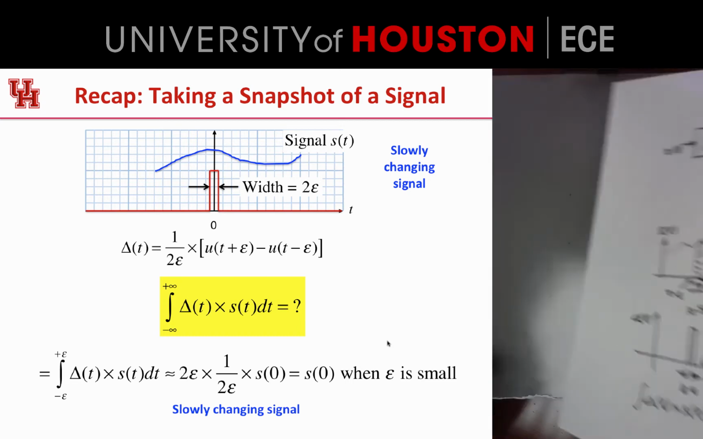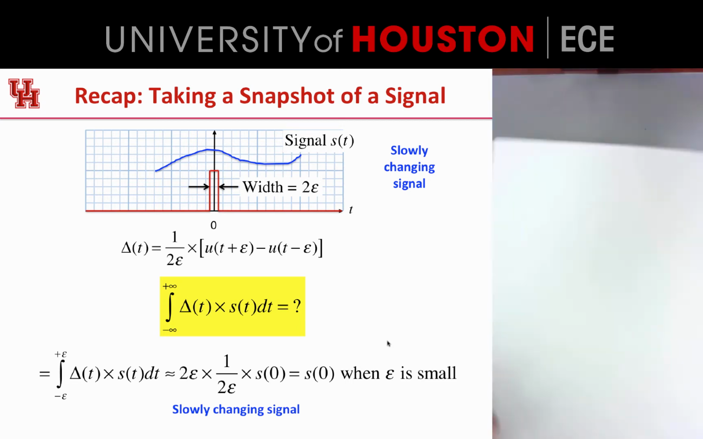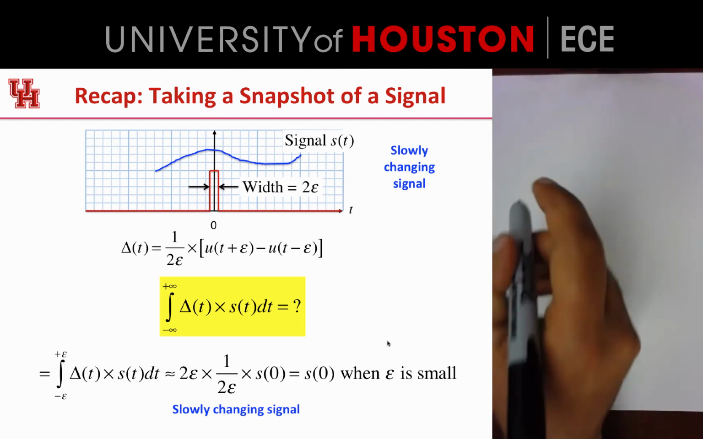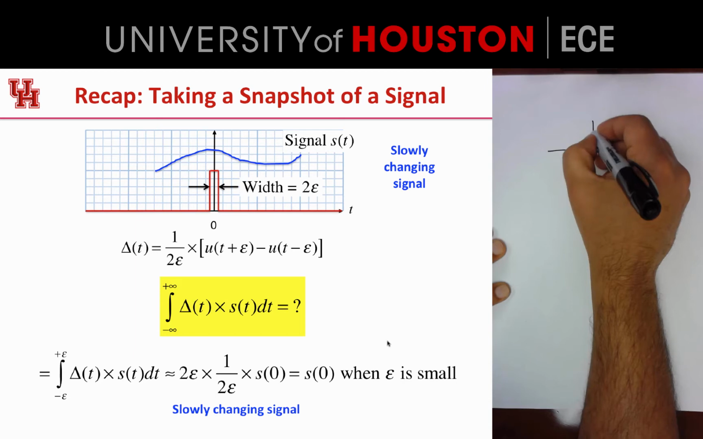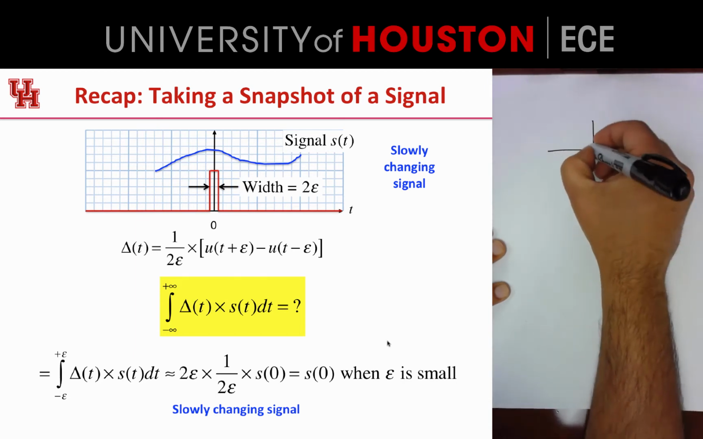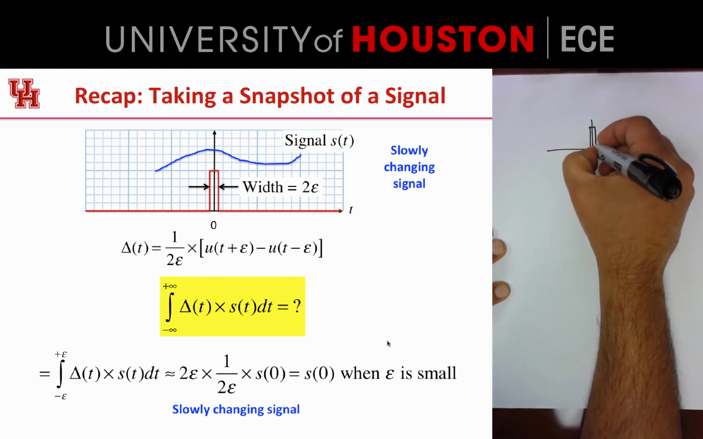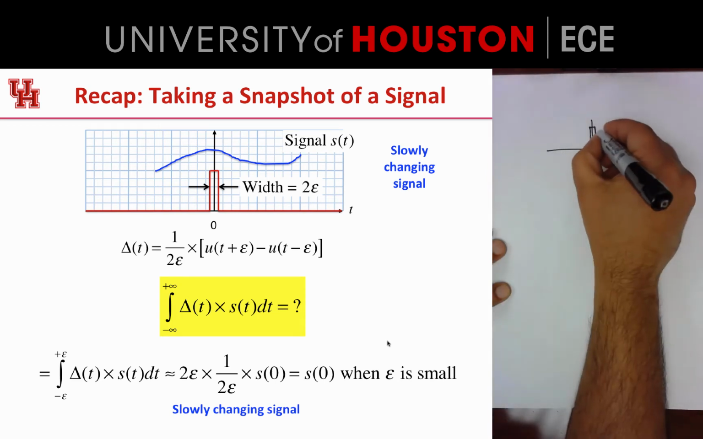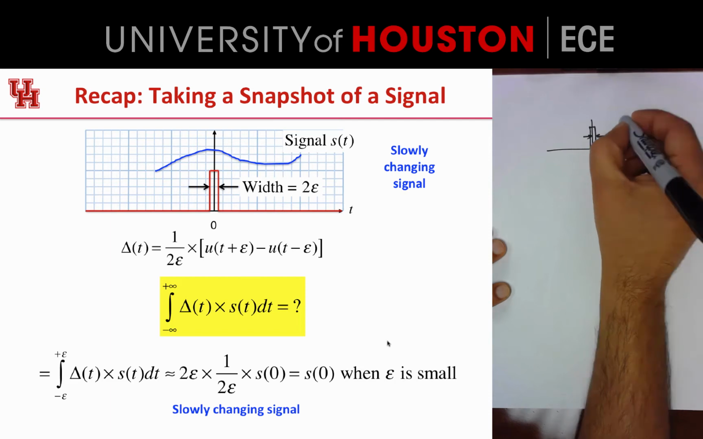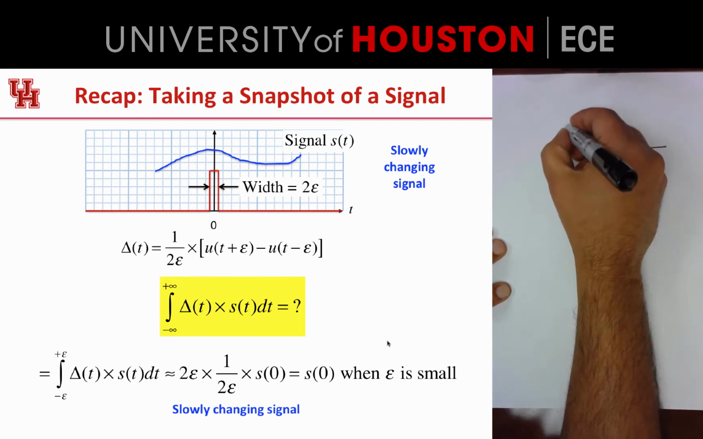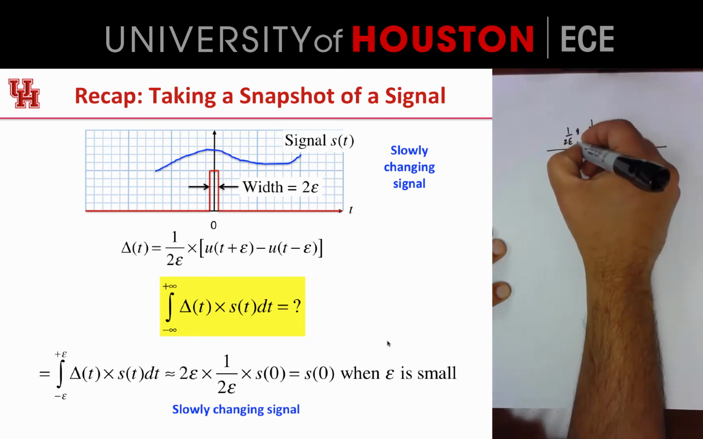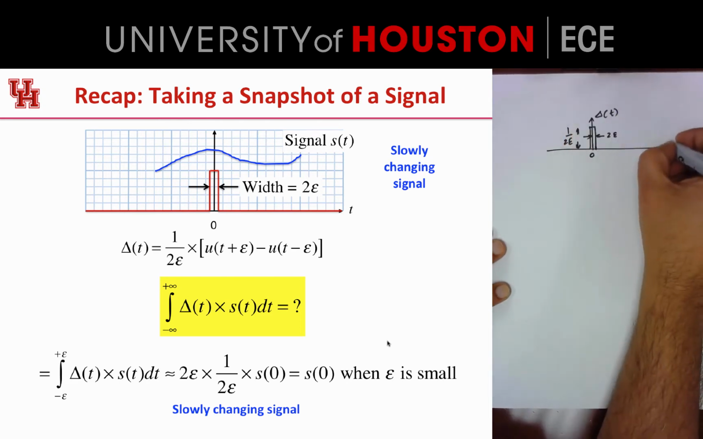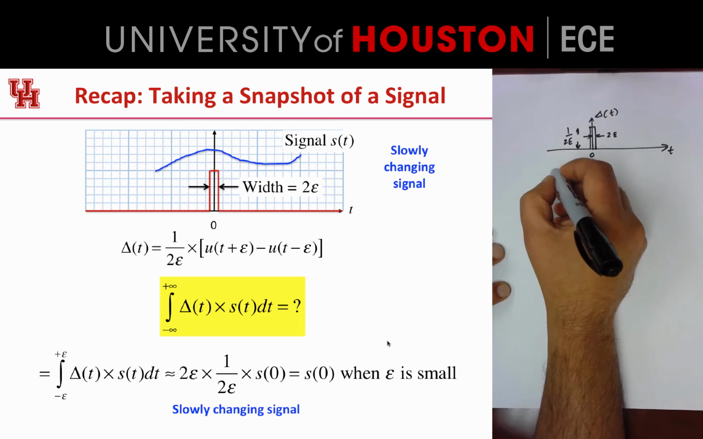In order to do that, let me take a fresh sheet of paper and let me sketch it exactly the way I have it on the slide, right? So suppose I have my sampling function, defined around the origin. So its width is 2 epsilon, and its height is 1 over 2 epsilon, and this is delta of t, and this is time t.